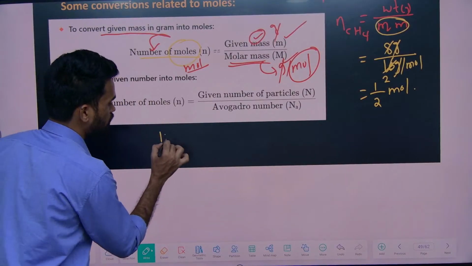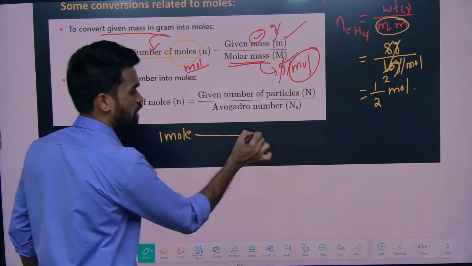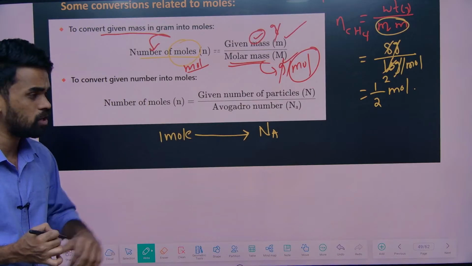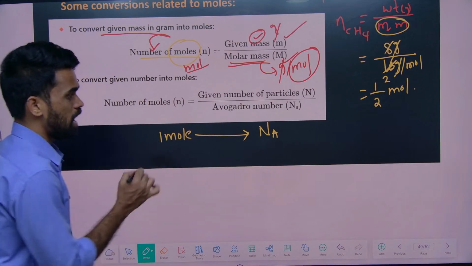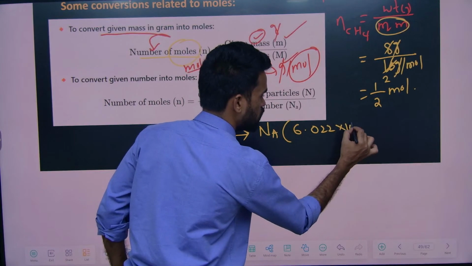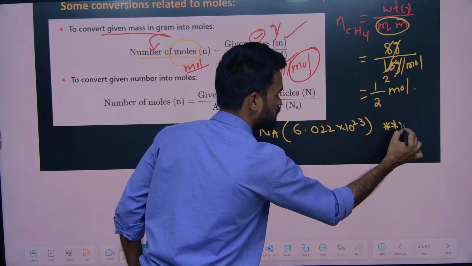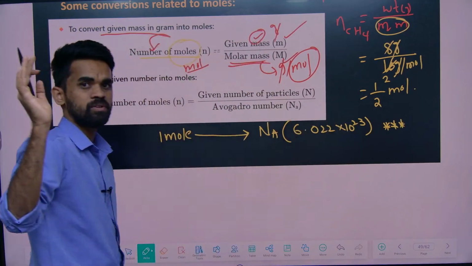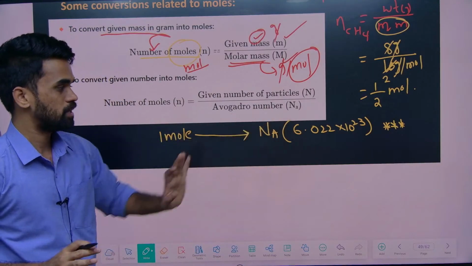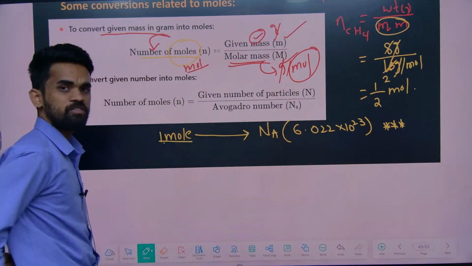One mole of any substance you take, how many particles is it going to have? Avogadro number of particles. Avogadro number means 6.022 into 10 power 23. Don't forget this number. From now onwards it will be there throughout your life. Whenever there is chemistry, this number will be there. Try to remember that. So 1 mole of any substance means Avogadro number of particles.